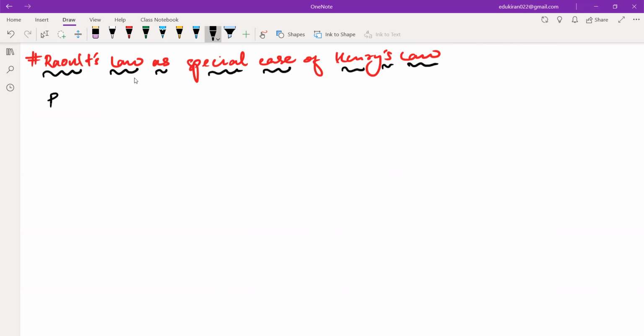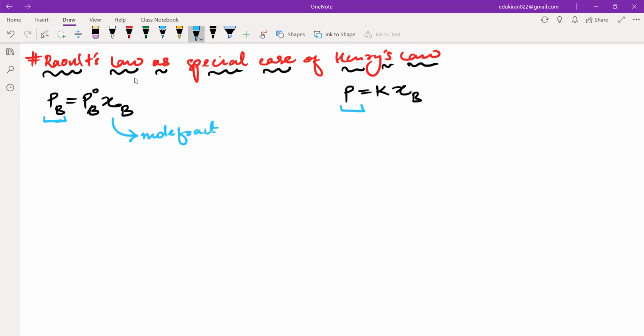But let us write Raoult's law. If I want the partial pressure due to B, it will be equal to the vapor pressure of pure B multiplied by the mole fraction of B. In Henry's law, it states that pressure is equal to KH into chi B. Something that you can see which is similar here is that both of these terms are giving me the pressure. They involve the term that is a mole fraction, right? And this also involves mole fraction.